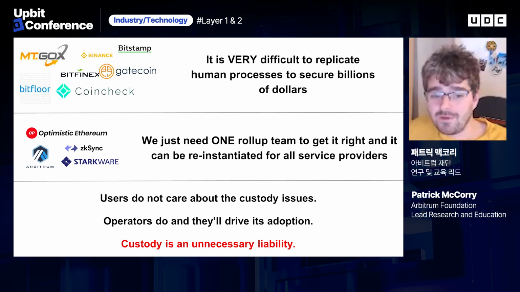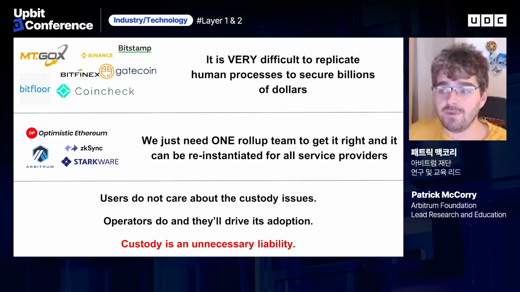Users don't really care about custody issues per se, but operators do. And that'll be what drives the adoption of rollups. Because operators do not want to protect billions of dollars if the software can do that for them.